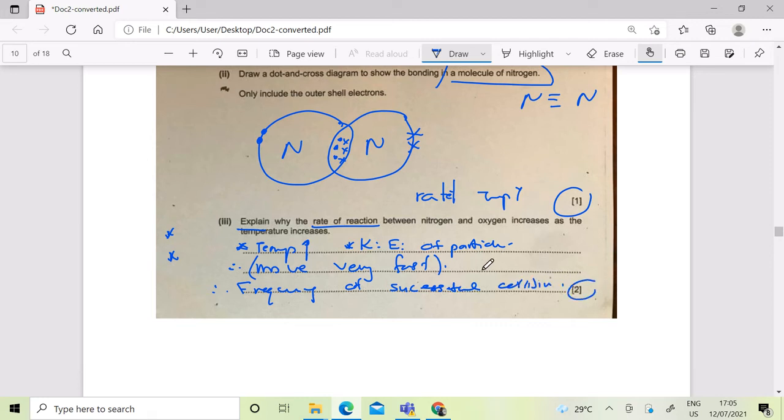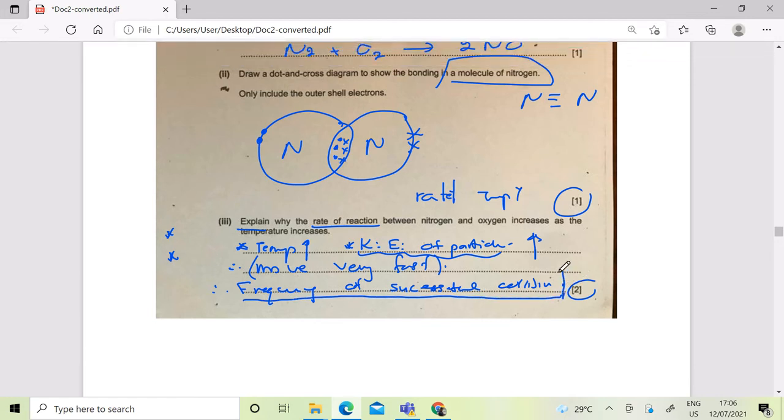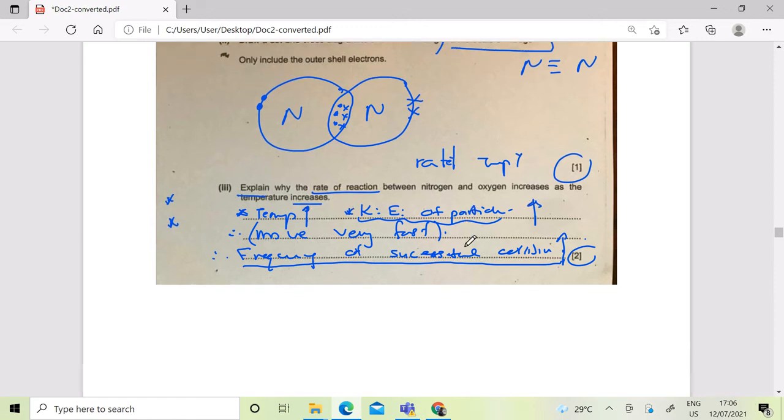What did you write? Kinetic energy of the particles increases. Therefore, frequency of successful collisions increases. Therefore, rate increases, because that is what the question asks. Rate increases. Moving to the next part now.